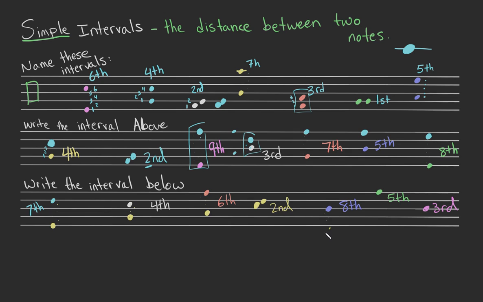Now, we have to use a ledger line because we've run out of lines and spaces. So this was 6, 7, and 8 is here. So you'd have to draw this line and put the note there. Okay. Fifth is like this, 1, 2, 3, 4, 5. And a third is simply 1, 2, and 3. Okay, these are simple intervals.